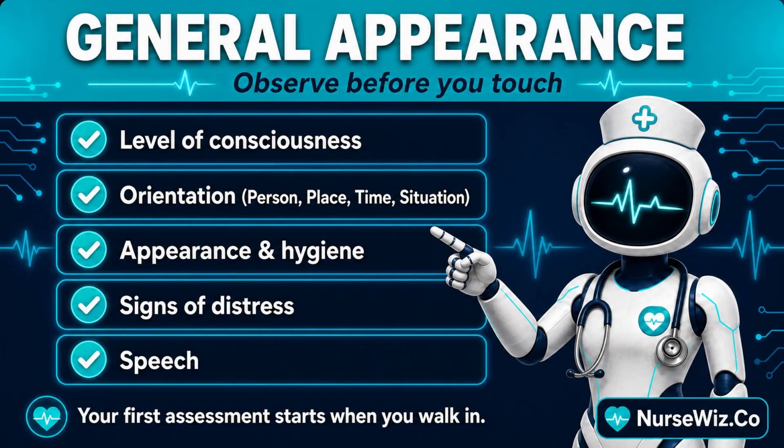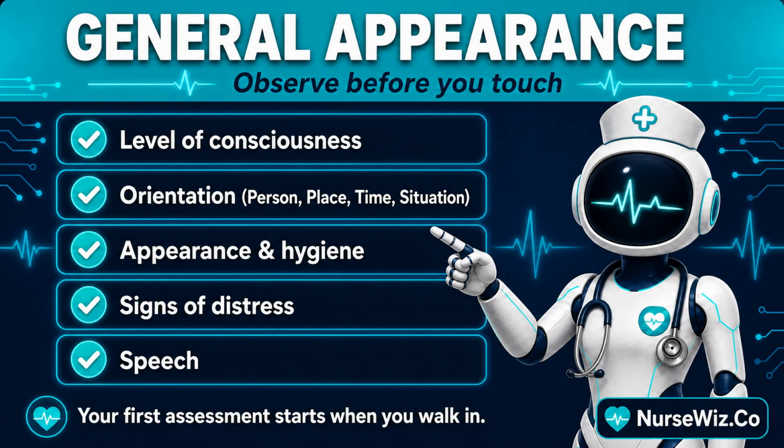Speech. Normal is clear, steady, and in full sentences. Concerning is slurred, garbled, one-word answers, or a patient who has to stop and breathe in the middle of a sentence. And compare all of it to report. Alert and oriented is a good finding. Alert and oriented in a patient who was oriented to all 4 this morning and is now missing one is a change, and change is what you're hunting.